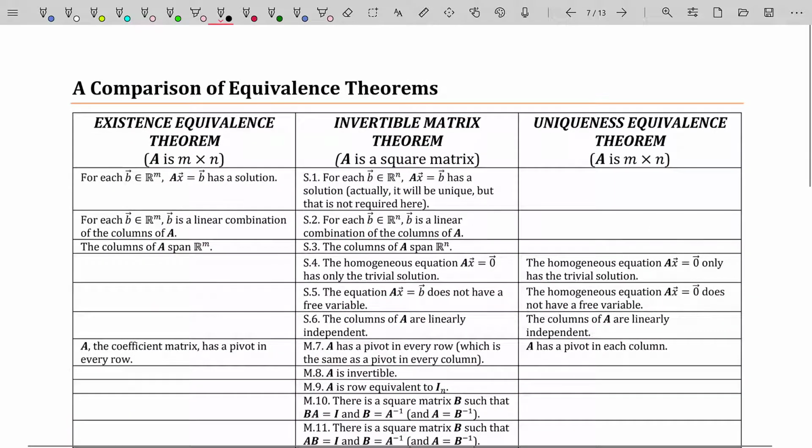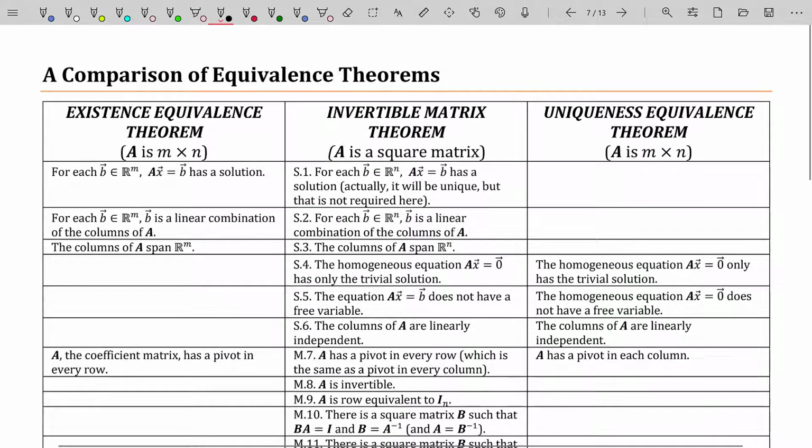Now, I was going to save this for a different video, but I think it's worthwhile to talk about a comparison of equivalence theorems in this video. So we have on the left the existence equivalence theorem, and that is for m by n matrices. In the middle, we have the invertible matrix theorem, that's only for square matrices. And on the right, we have statements concerning the uniqueness equivalence theorem.